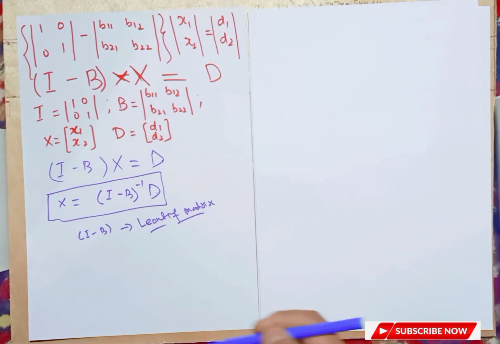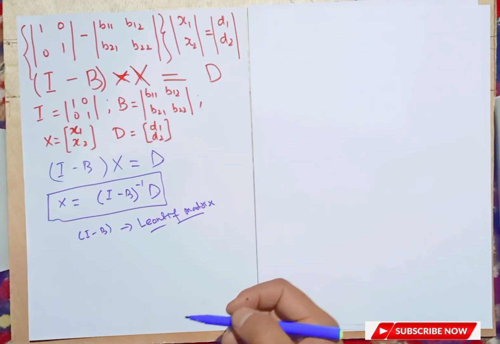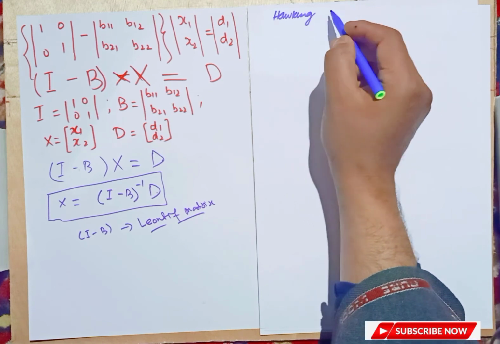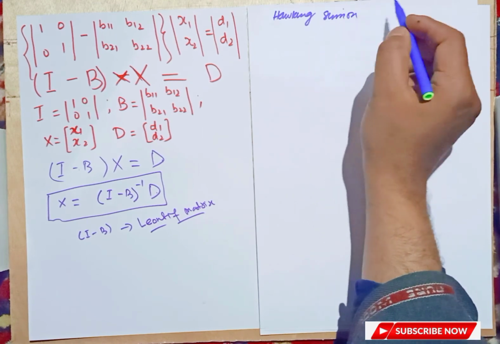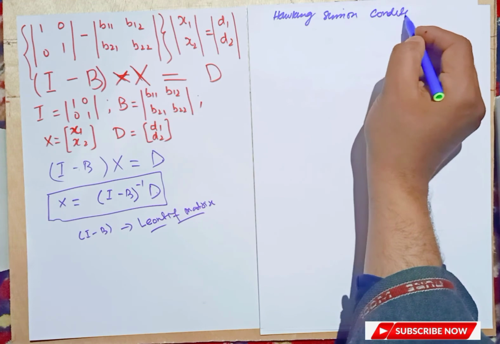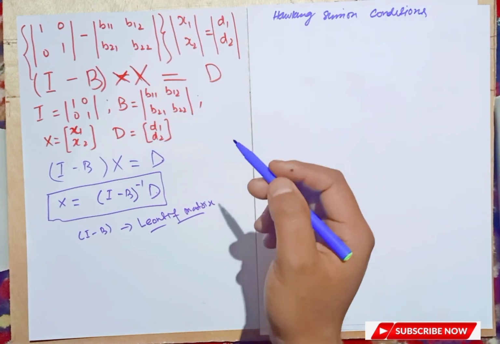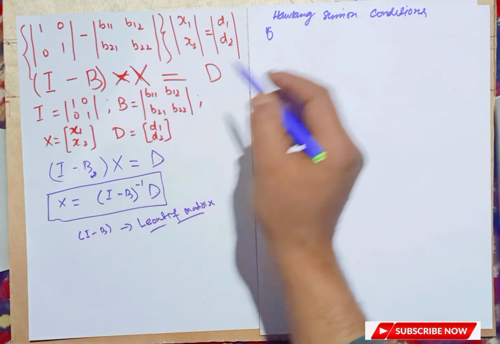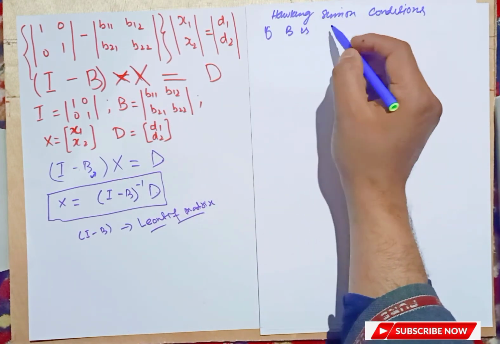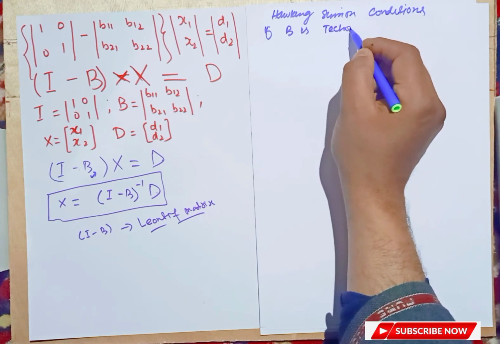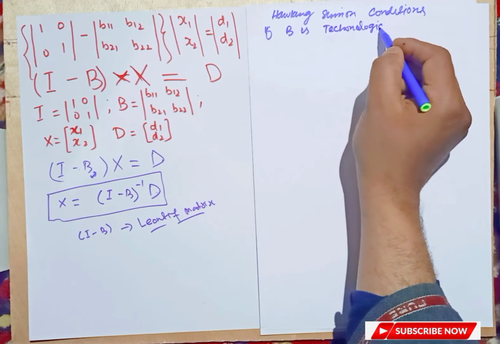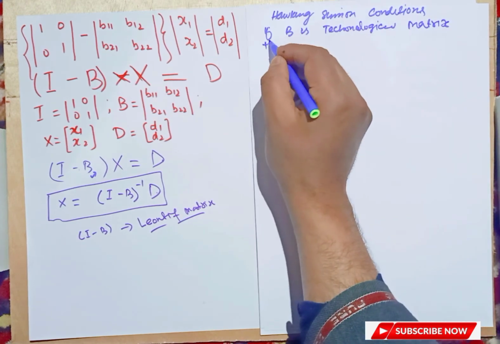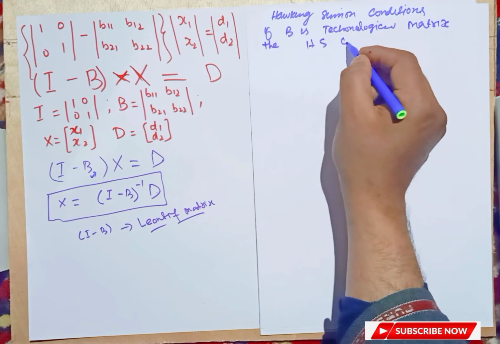Now we have some conditions for viability of a solution. The conditions are called Hawkins-Simon conditions. Now the conditions are, if this B is the technological matrix, then the Hawkins-Simon conditions are as follows.